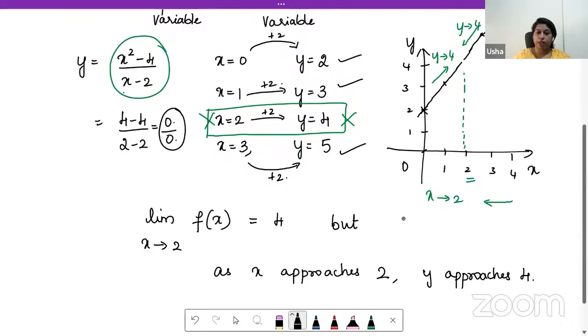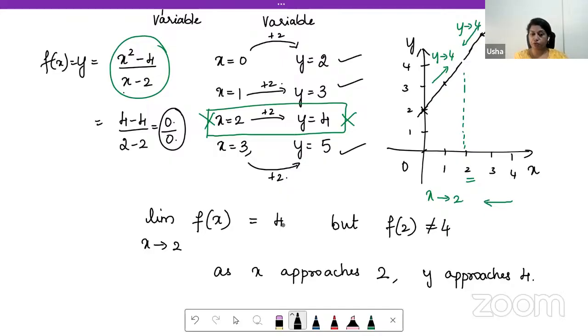But f of 2 is not 4. Meaning in this f of x, if I substitute 2 in place of x, I am not getting 4. But I observe that as x is approaching 2, f of x or y is approaching 4. But exactly at that point, it is not equal. So this value is called the limiting value. This is called the limiting value of the function at x is equal to 2. Did everybody understand this?